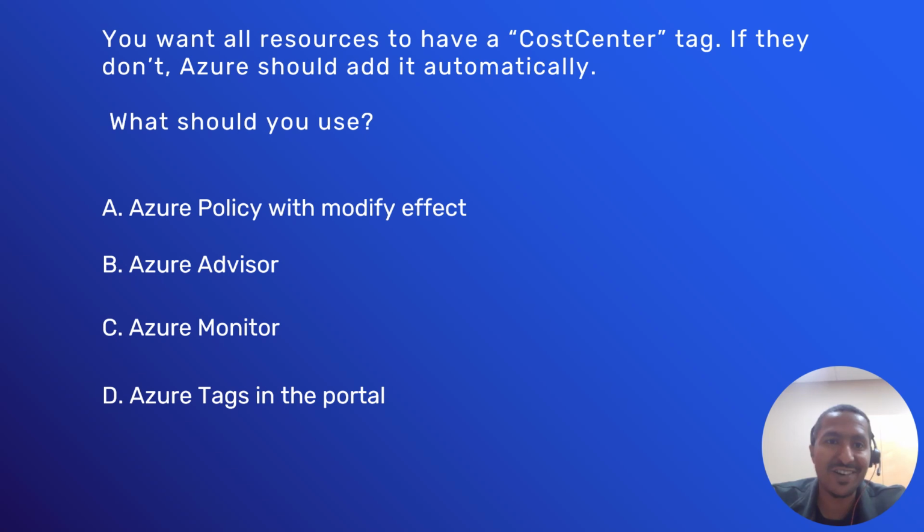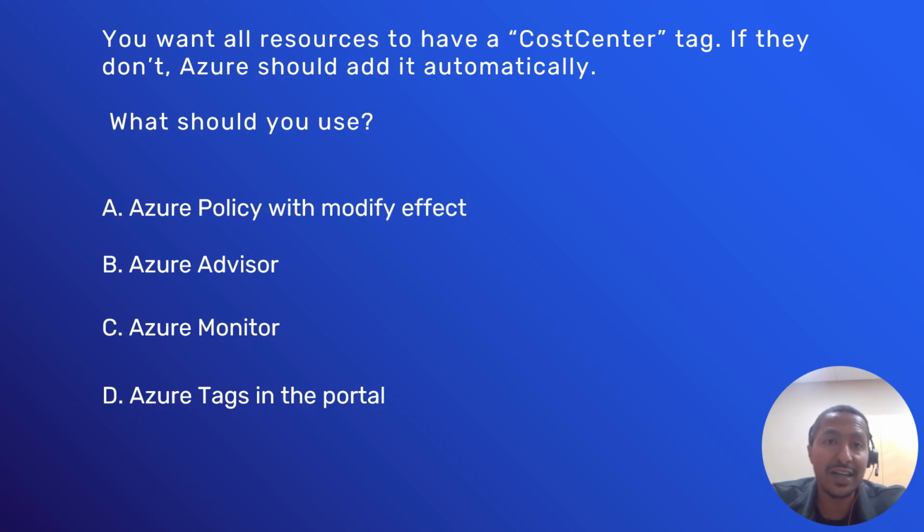Option B, Azure Advisor. And Azure Advisor gives you recommendations like best practices to save money, improve performance, or tighten security. But it can't enforce policies or apply tags. And you can tell that from the name, Azure Advisor, not Azure Implementer. So it doesn't remediate anything, and this one doesn't fit. Option C, Azure Monitor, which tracks metrics and logs. It's useful for visibility and alerting, but also it doesn't enforce tagging or make changes to resources. It's great for monitoring, but not for policy enforcement.